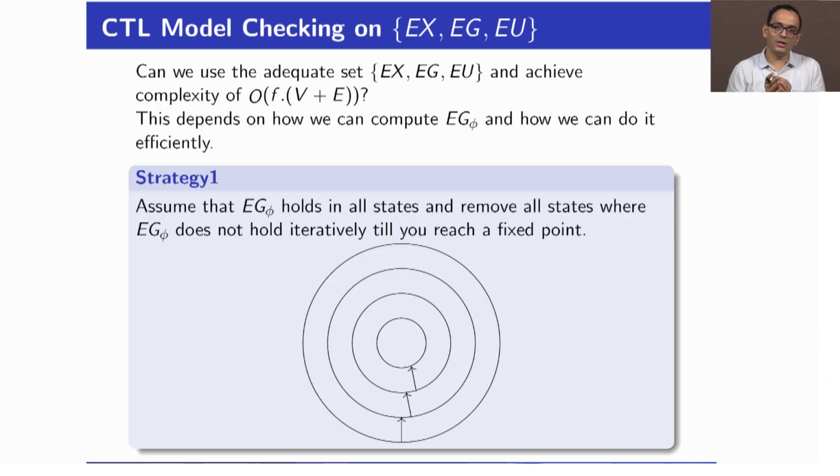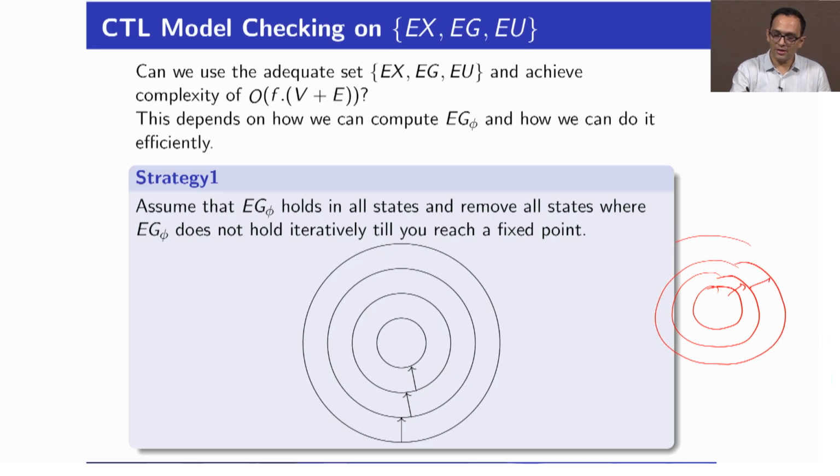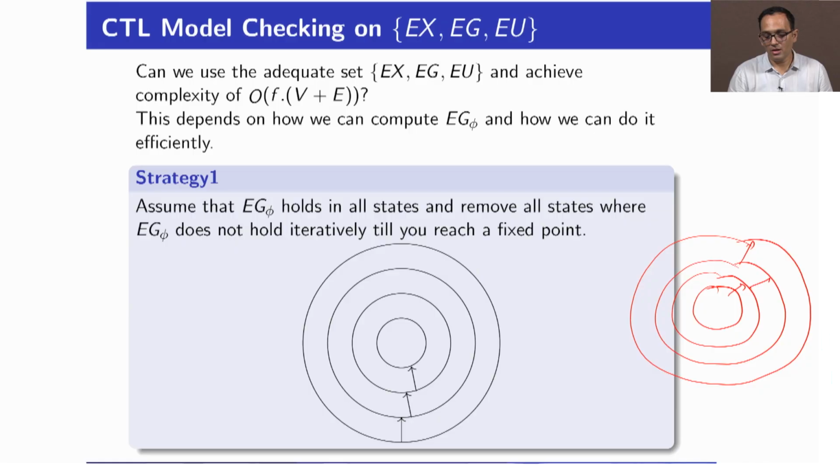So far we have discussed the least fixed point. What is happening is I start from the set of states where phi holds, then I add a few states, then a few more states, and then I stop when one iteration does not include any new states. So, this is called the least fixed point.